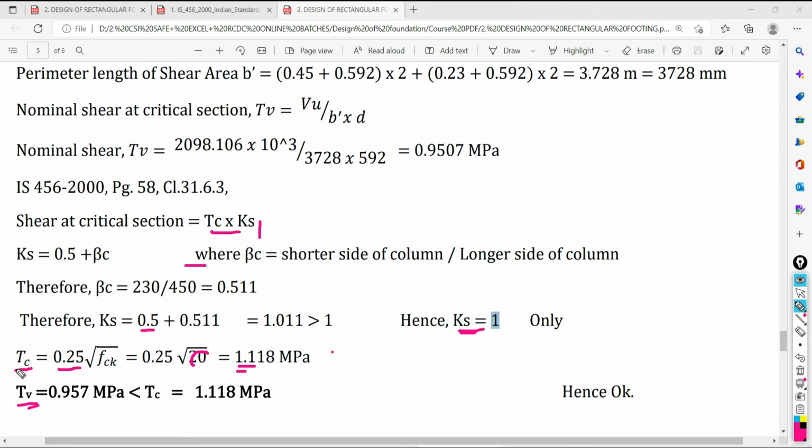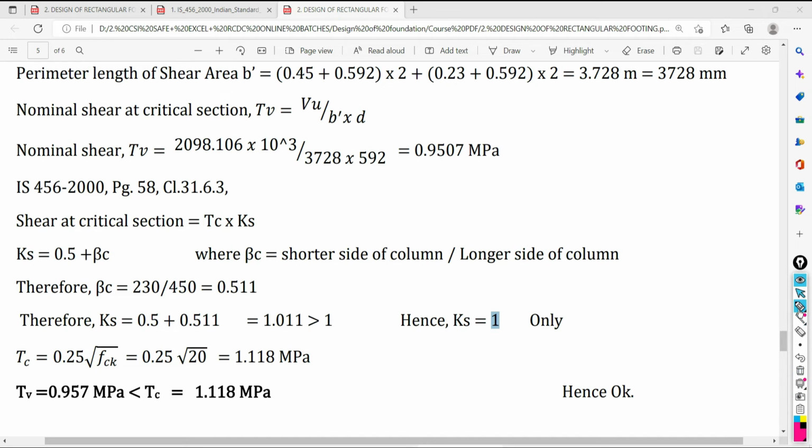Now you have to compare this tau c with your nominal shear that is available here as tau v. So the tau v value is 0.957 and the tau c value is 1.118. So we conclude that your nominal shear is less than your critical shear, hence our design is okay. We don't need to change the depth of the footing, it is safe under the punching shear.